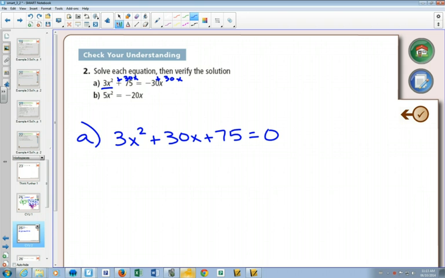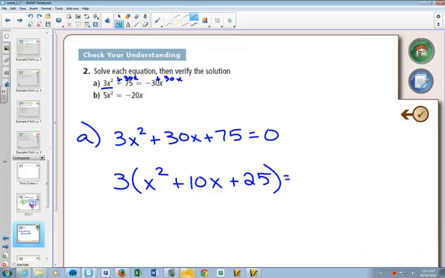Now for factoring this one, if you went right away to these brackets, you're going to make your life a little bit more difficult. Because if you look at it, and always take the time to look at it first, you'll see that there's a greatest common factor. What could I take out of 3, 30, and 75? A 3. So if I do that to begin with, I change my trinomial into numbers that are much easier to factor.